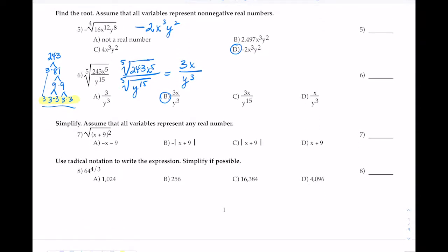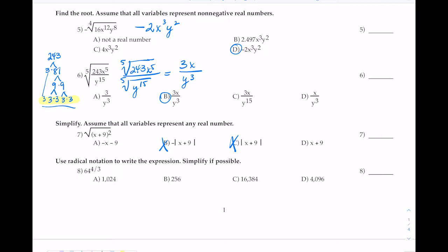In number 7, it says simplify. And again, we're assuming all variables represent any real number. So when I take the square root of x plus 9 squared, because we're assuming that the variables are positive, I don't have to worry about these absolute value bars. Okay, if my directions didn't say that, I would need to put absolute value bars around any answer when it's an even radical, so square roots, fourth roots, to ensure that my answer would remain real.